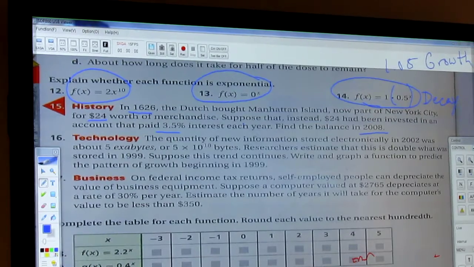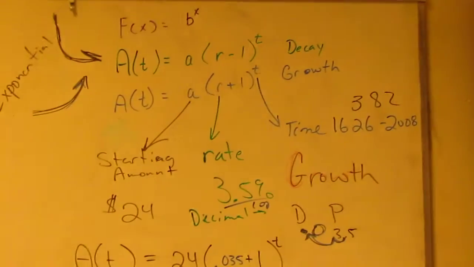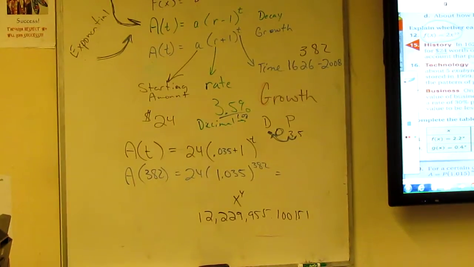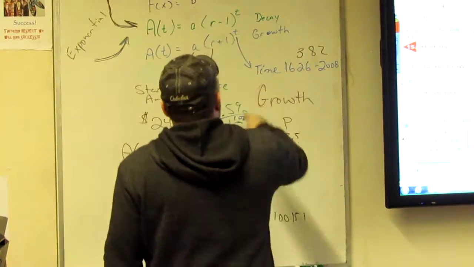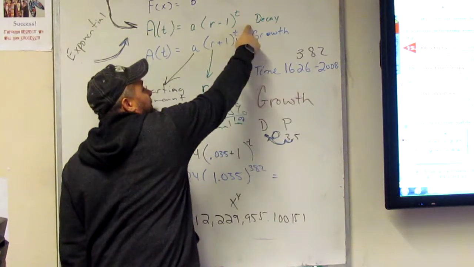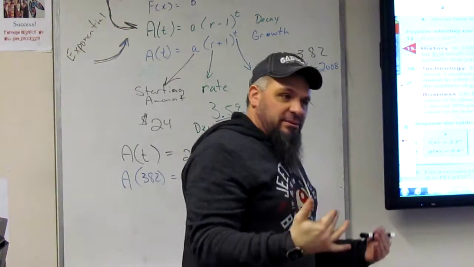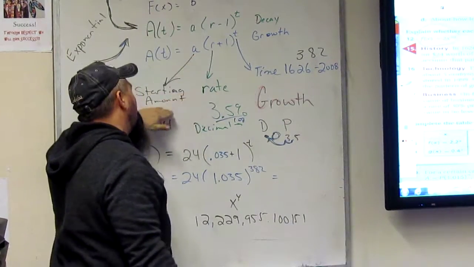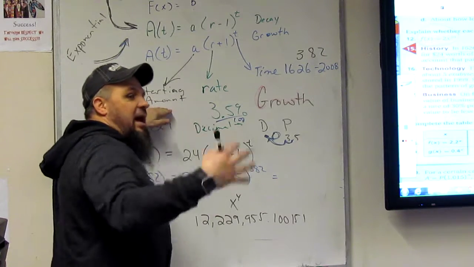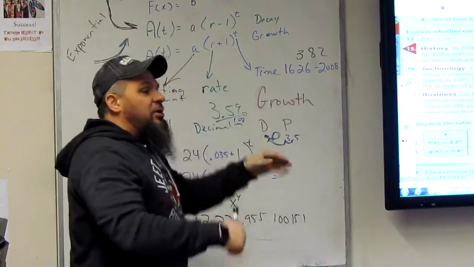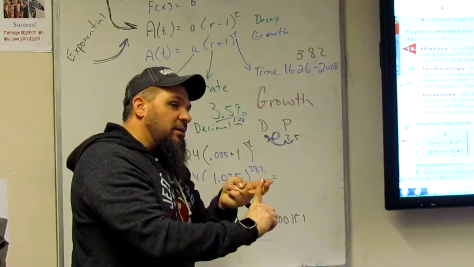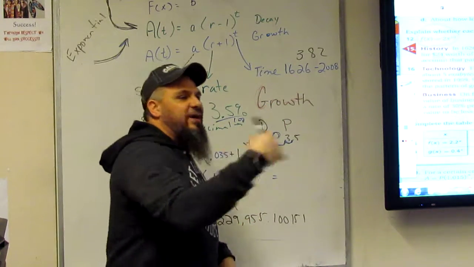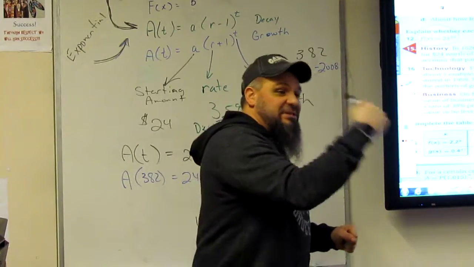The difference between the growth formula and the decay formula is a minus and a plus. That's the only difference. In the growth formula, we plus 1. In the decay formula, we minus 1 from the rate. So the way this is set up is A, your starting amount, times the quantity of your rate plus 1. Your rate is growing at 3.5%.